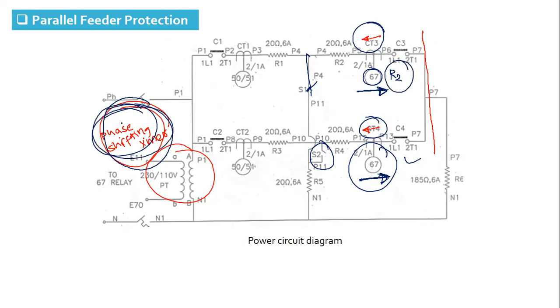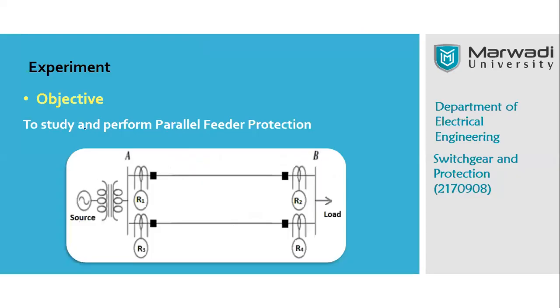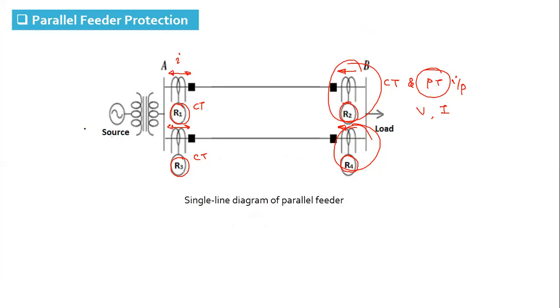What we want to demonstrate here is the effect of phase angle on the directional relay. How the operating direction is decided based on the phase angle between voltage and current, that we can check here. Okay. So this is what we are going to do in the parallel feeder protection. Any doubt in this experiment? Any doubt in this experiment that we are going to do?